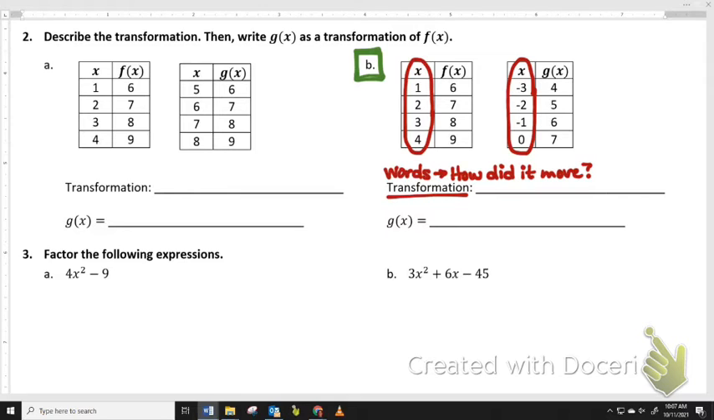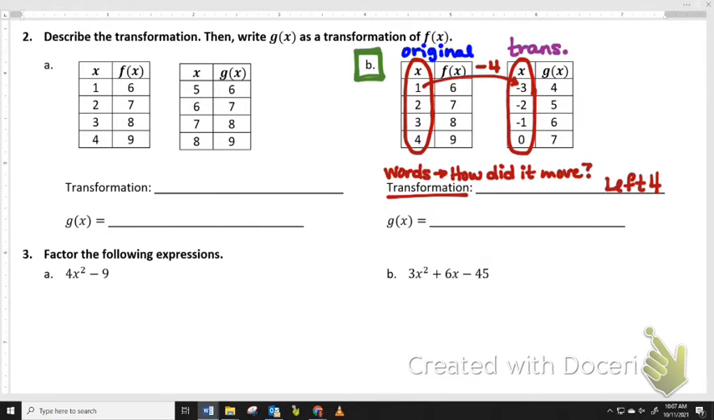Left or right? The first table, the one on the left, is always my original table. The one on the right is my transformed table. So if I start at 1 and I end up at -3, did I go to the left or to the right? Left. How far to the left did we go? 4 to the left. Left 4.